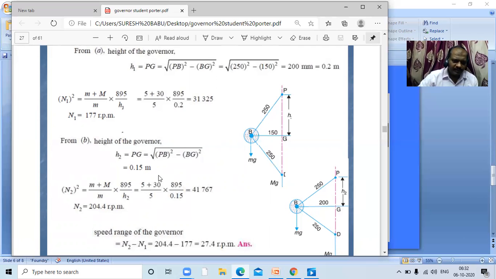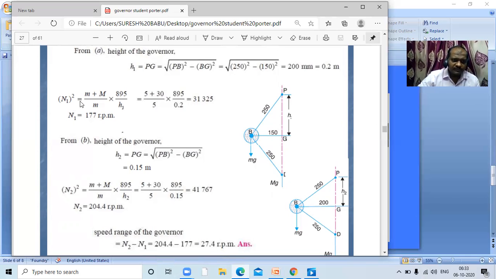equal to 0.15 meters. So N2 square is equal to (small m plus capital M) by small m into 895 by H2. That is (5 plus 30) by 5 into 895 by 0.15, thereby 417167. So the square root of this value is 204.4 RPM. So this is the minimum speed, this is the maximum speed. The speed range of the governor is nothing but the maximum speed minus the minimum speed, that is 27.4 RPM. So there are no very complicated formulas to remember.